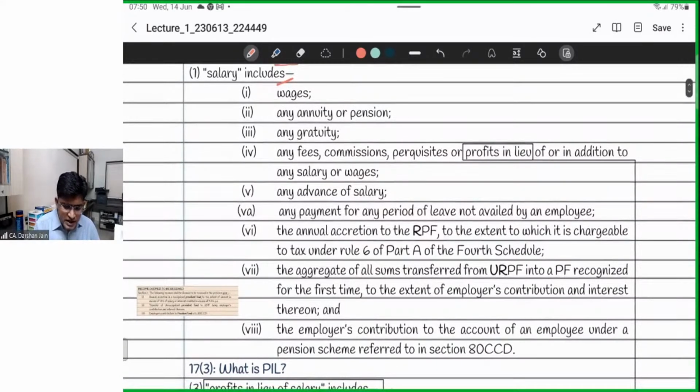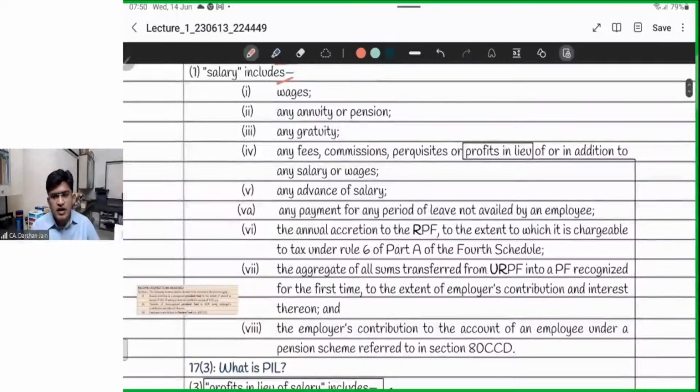Now, it includes wages, annuity and pension. Annuities are annual payments. Annuity is an annual payment, isn't it? Anything that is paid periodically to an employee after the retirement is pension. So you understand both annuity as well as pension.